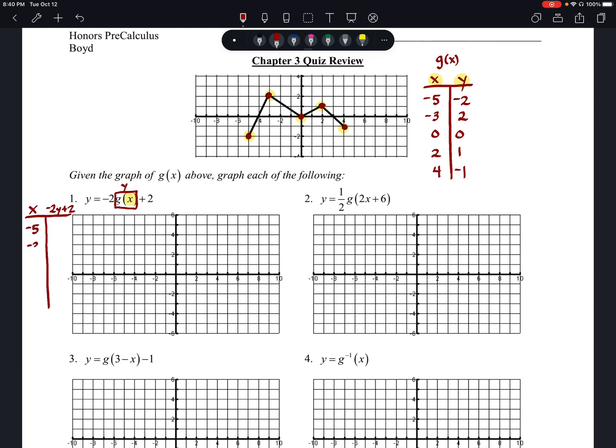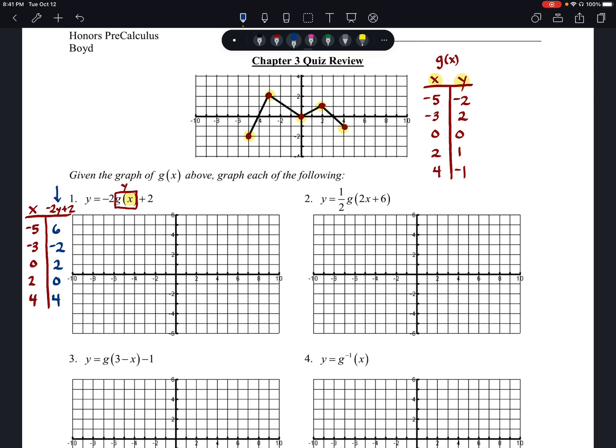Negative 5, negative 3, 0, 2, and 4. And for our y values, we are going to insert the y value from that table in for y in this expression, and then we'll come up with what the new value would be. So negative 2 times negative 2 is 4, plus 2 gives us 6. We've got negative 2 times 2 is negative 4, plus 2 would be negative 2. We've got 0. When we insert it, we're going to get 2 as the output. When we insert 1, we're going to end up with 0 as our output. And then when we insert negative 1, we should get 4.